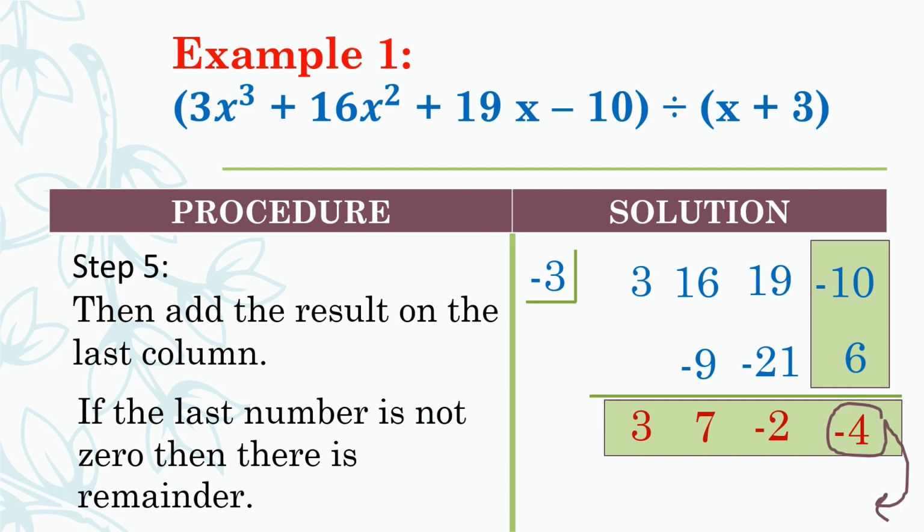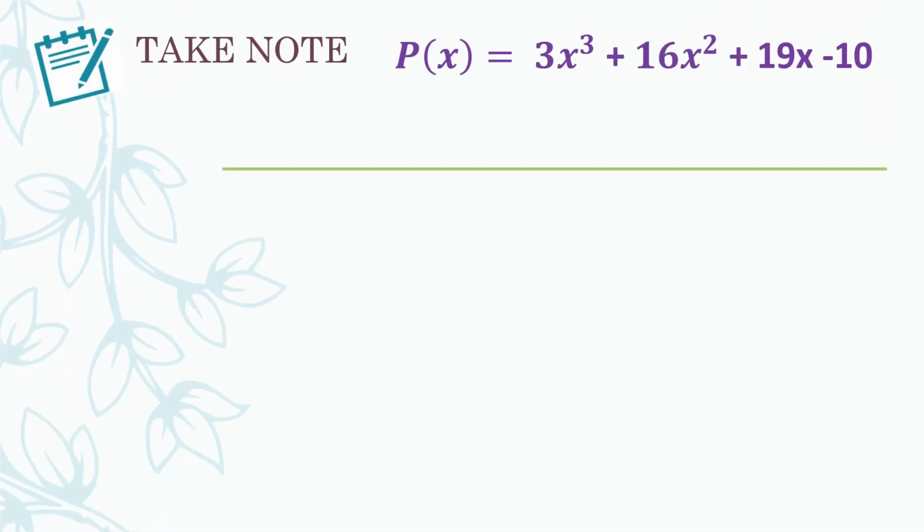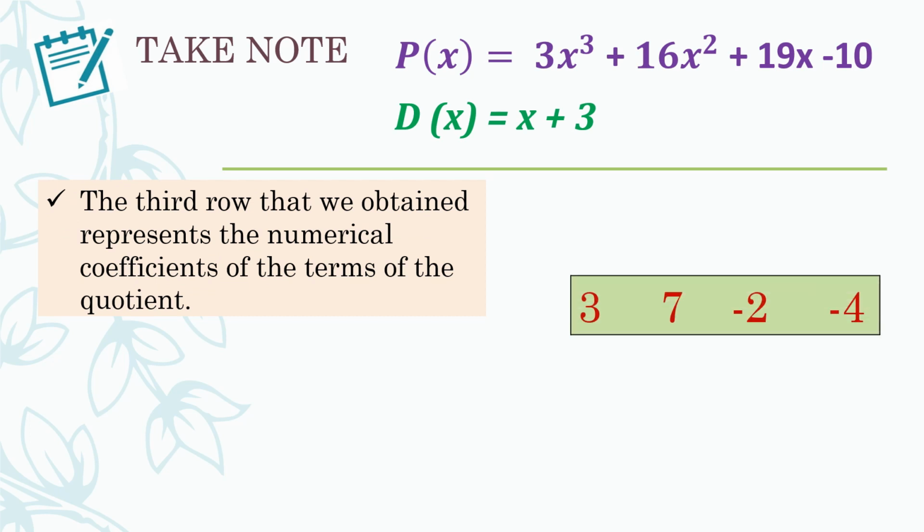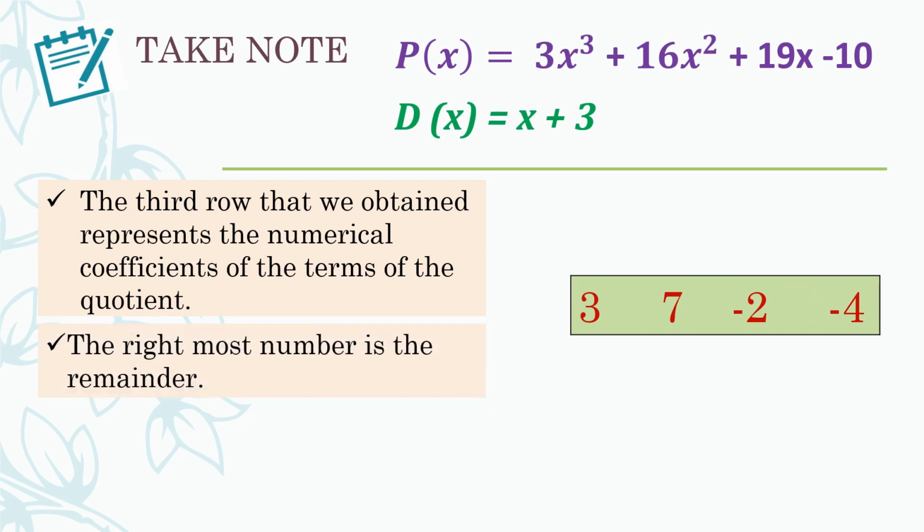If there is a remainder, it means that x plus 3, or the divisor, is not one of the factors of the given polynomial. Take note that the dividend p of x is equal to 3x cubed plus 16x squared plus 19x minus 10, and the divisor d of x is equal to x plus 3. The third row that we obtain represents the numerical coefficients of the terms of the quotient. The numerical coefficients are 3, 7, negative 2. The rightmost number is the remainder. Therefore, negative 4 is the remainder.